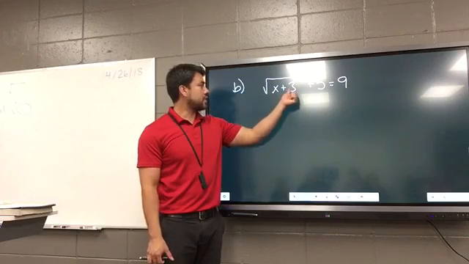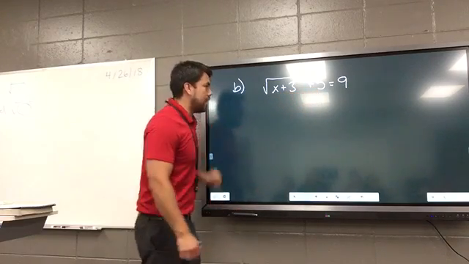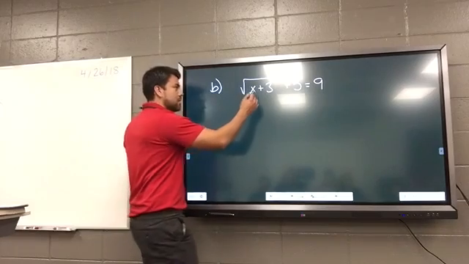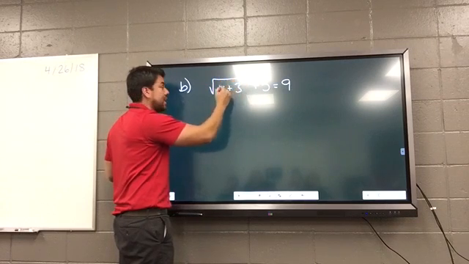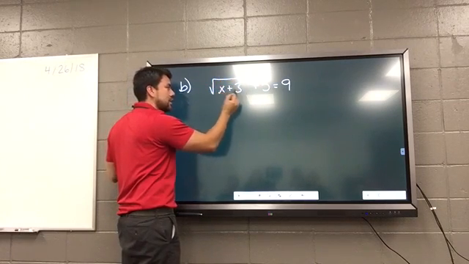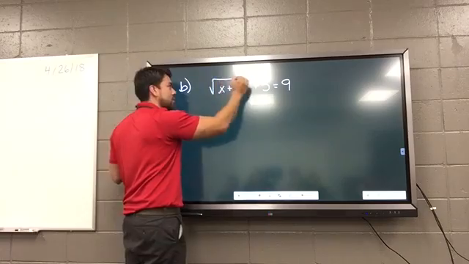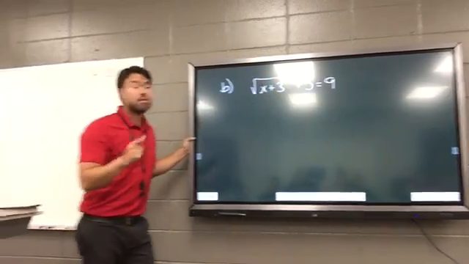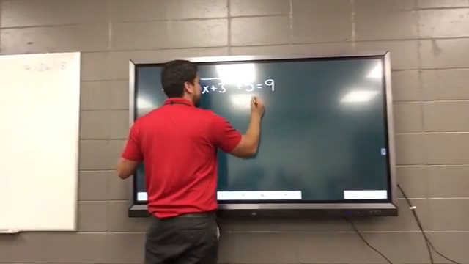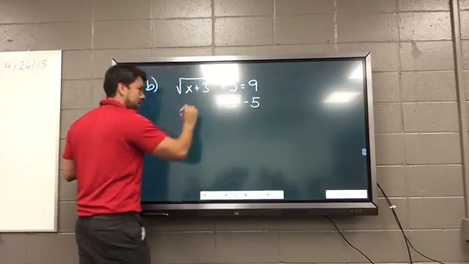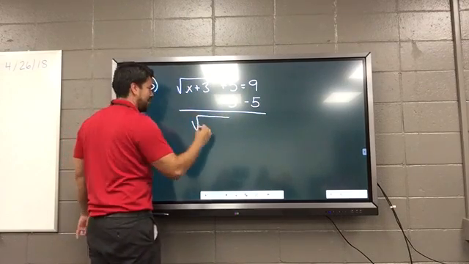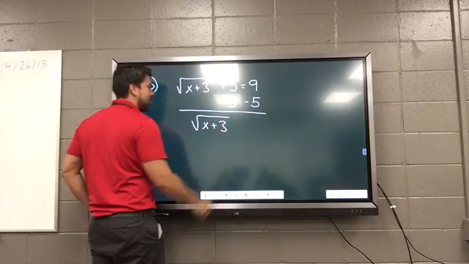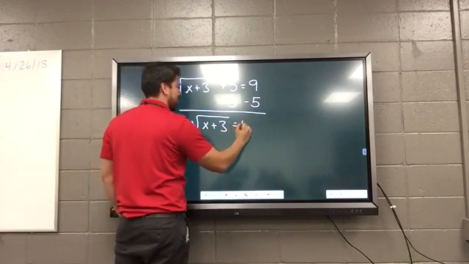Okay, so maybe you're thinking, can I combine these two? Now that I think of it, this 3 right here is kind of stuck in that radical sign. I can't take it out. I can't mess with either one of these until I get rid of that. There you go. I'm just going to subtract 5 from both sides. 5 is free to go, and he does, or she does. And we get the square root of x plus 3 equals 4.